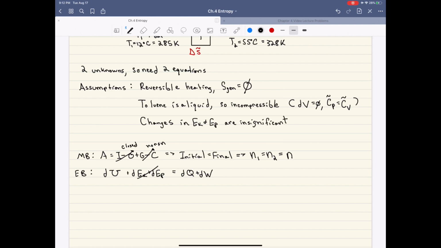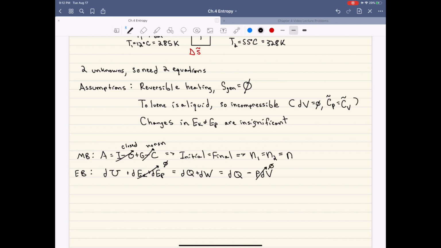And so that means in our energy balance, we could cancel out the dEK and dEP terms. On the right-hand side, we have dQ plus dW. And there's no shaft work going on in this system. There's nothing flowing. And as far as any sort of mechanical work or changes in the volume, because the liquid is incompressible, we know that dV is equal to 0. So our work term we could cross out. We don't even have to worry about that.